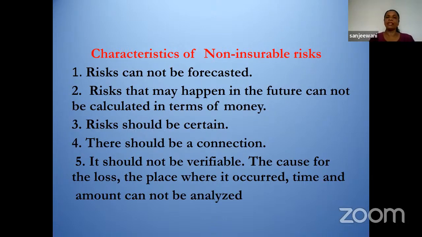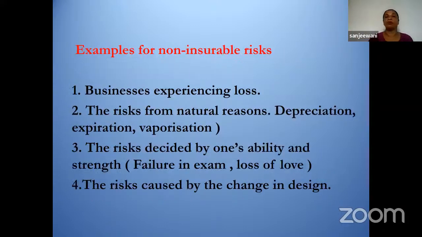All right. Now we'll see the examples for non-insurable risks, children. Business experiencing loss. Now this year you might get a profit. Next year you might get a loss, right? But you can't insure loss, right? So this is one of the examples for non-insurable risk. Then risk from natural disasters, right? Depreciation, natural reasons, okay? Depreciation, expiration, right? Vaporization. So those are natural things, so those are non-insurable risks.